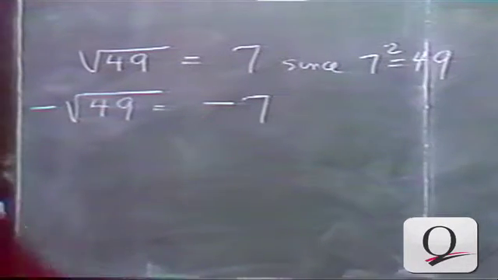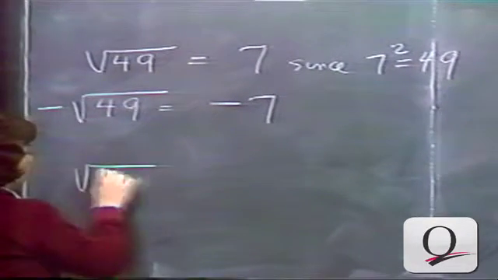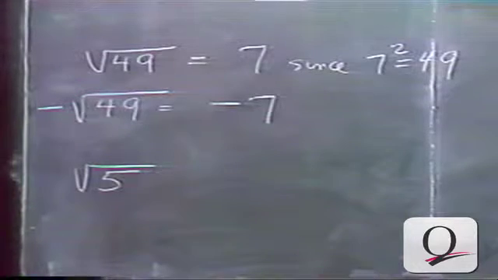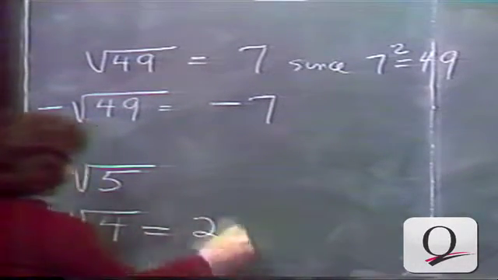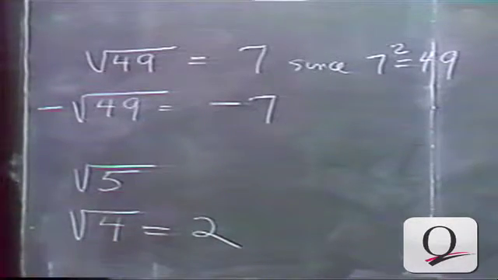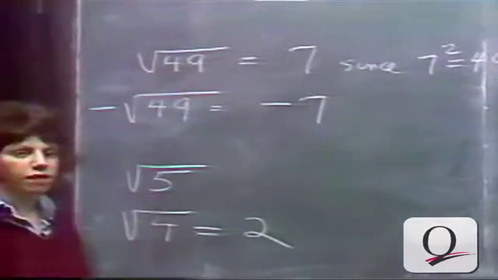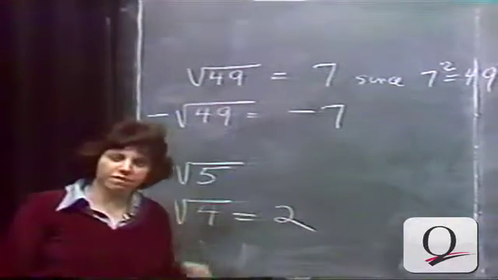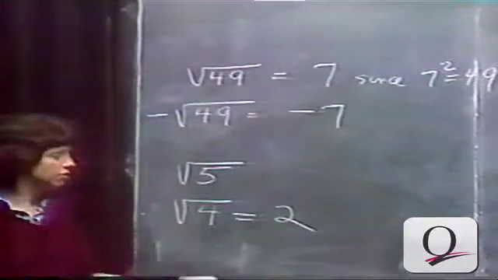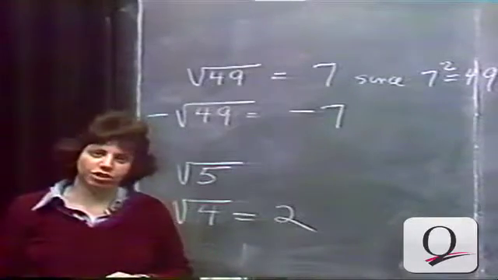Okay, now what about something like the square root of 5? The positive square root of 5. We know that the positive square root of 4 is 2. What about the square root of 5? Now, the square root of 5 is what we call an irrational number. Okay, the real numbers, all those numbers that have decimal representations, can be divided into rational and irrational numbers.